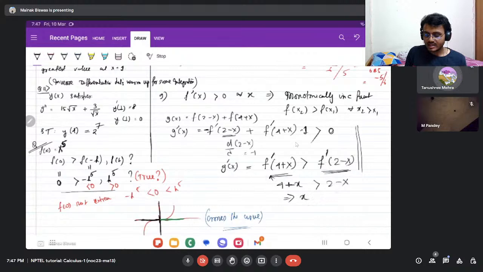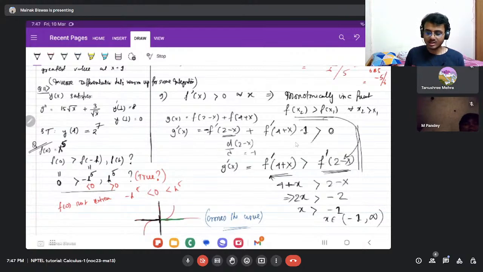Yes. It's an increasing function. So now my question is, there's a question I still have to ask, but anyways, let's do this first. 2x is minus 2, so x is greater than minus 1, right? So x belongs to minus 1 to infinity. This is the solution space.